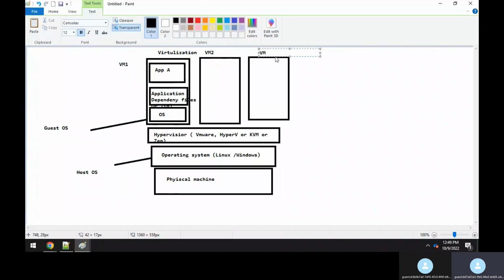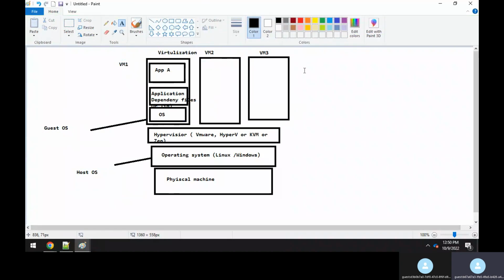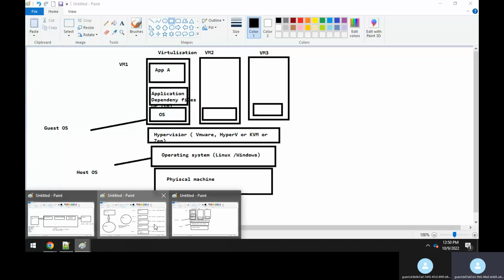So what the engineers used to do earlier is, in a single server with the help of a hypervisor, they used to create different VMs, and each and every VM had its own operating system, which they call the guest operating system. Within this VM, the engineers used to set up the whole stack.